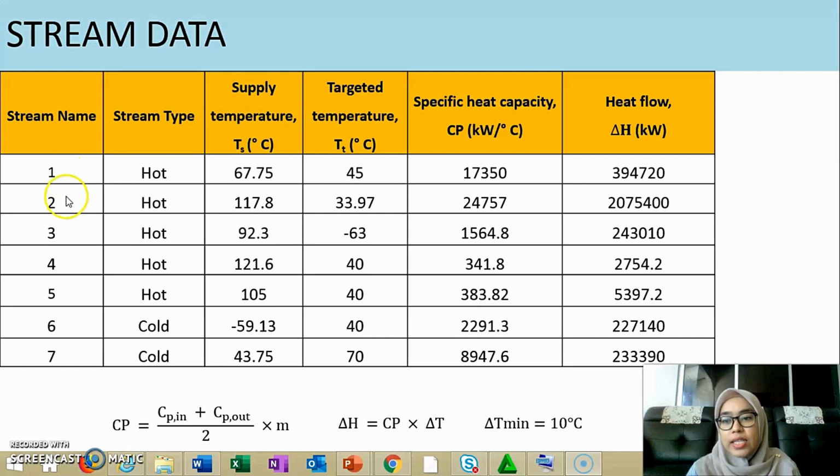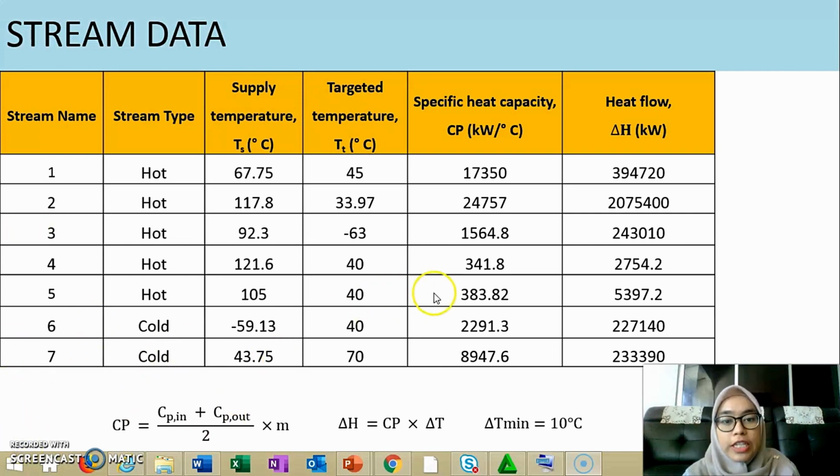As we can see here, there are 7 streams, where 5 of them are hot streams, meanwhile 2 of them are cold streams. Basically, the type of stream can be determined based on the placement of the heater or cooler. Generally, a cooler is used at the hot stream to reduce the temperature of that specific stream, and the same goes for a heater, where it is used at the cold stream to increase the temperature of that specific stream.